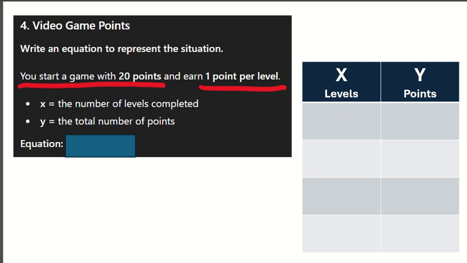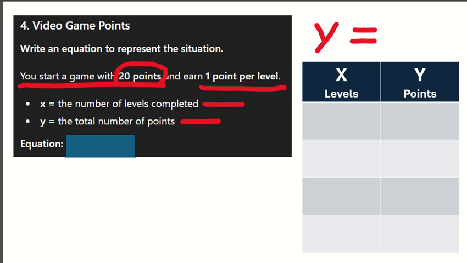We always start out the same as we do with everything. We start out with y equals x. The value of y depends on the value of x. And, of course, what happens to the x. Okay, so let's see if we can put this together. Well, it looks like x represents the number of levels completed. And, of course, y represents the total number of points. But we got to account for this 20 points that we start out with.